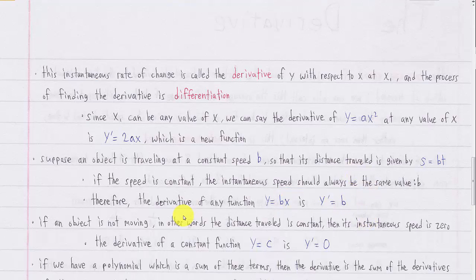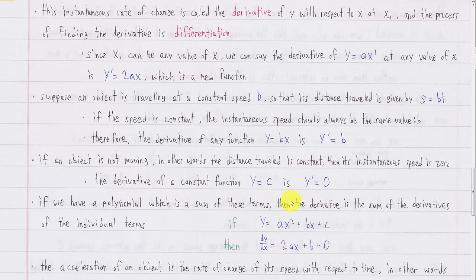And then another case, if the object is not even moving at all, that means the distance function is just going to be a constant, because if it's not moving, the distance is not changing. So its instantaneous speed obviously should be 0 if it's not moving. So we conclude that for any constant function, y is equal to c, where c is a constant, the derivative should be equal to 0.